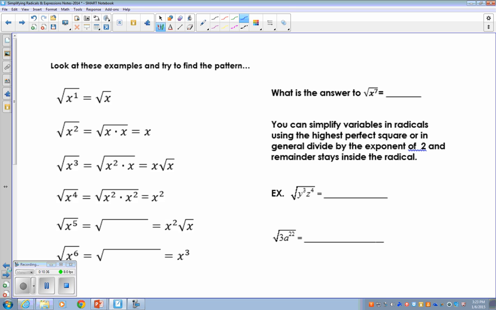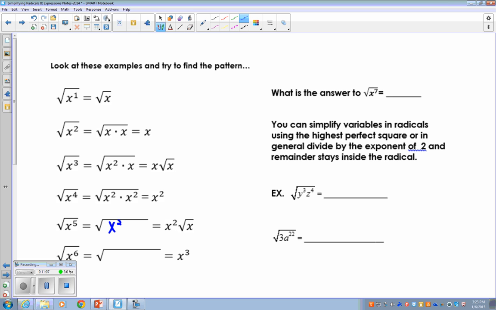Okay? Now, look what happens for the square root of x to the third. X to the third is the same thing as saying x squared times x, or 2 plus 1 will give me a total of 3 factors of x. So this final answer is going to be x times the square root of x. The 2 plus the 1. Okay? All right, on the 4, the square root of x to the fourth is going to get simplified to just x squared.